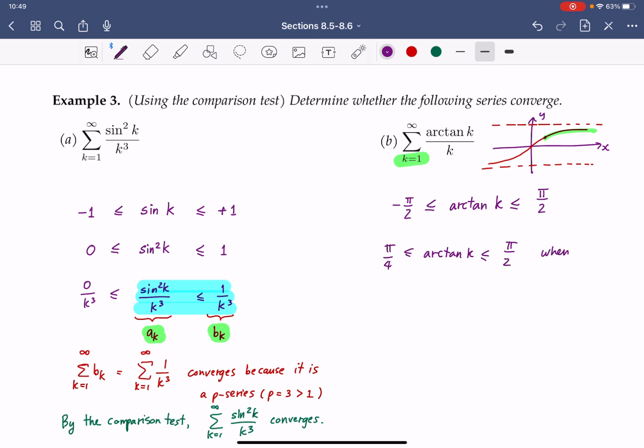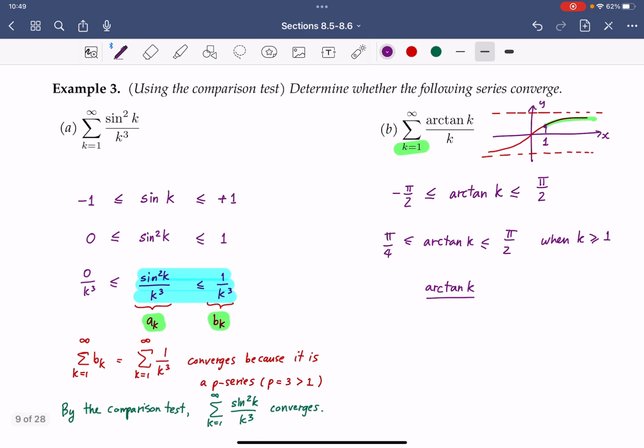This is when K is bigger than or equal to 1. Agree? Because when K is equal to 1, the value of arctan is pi over 4 already. So it should be between pi over 4 and pi over 2 when K is bigger than or equal to 1. Now you have the inequality to start with. The middle term should be the same as the question, so we start from arctan K over K here. We divide by K so it's the same as the question, and then it's gonna be less than pi over 2K and greater than pi over 4K.